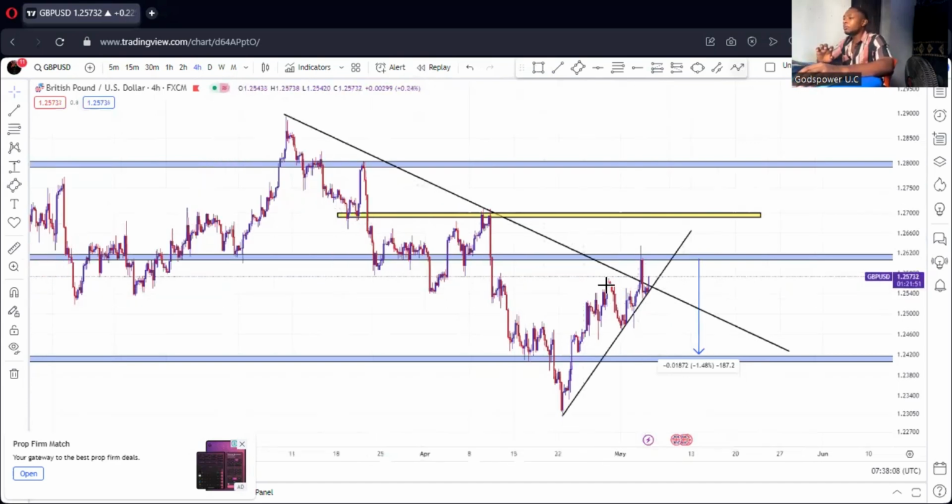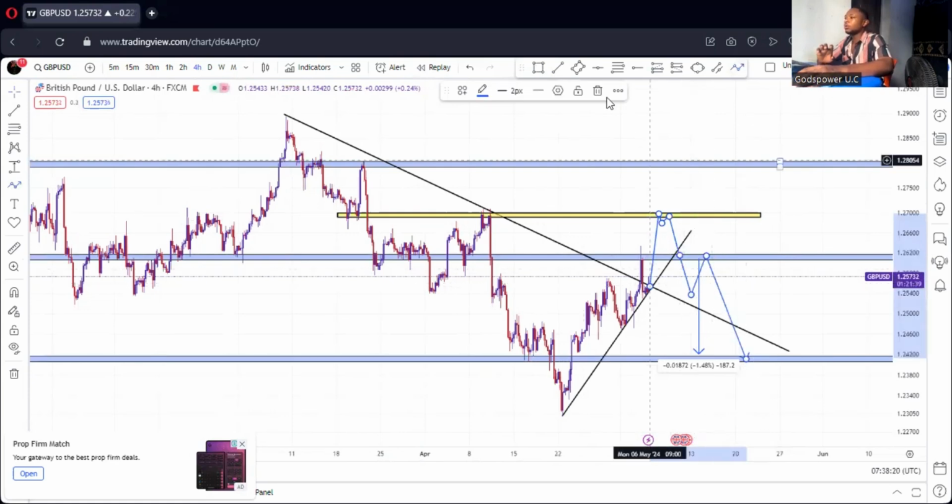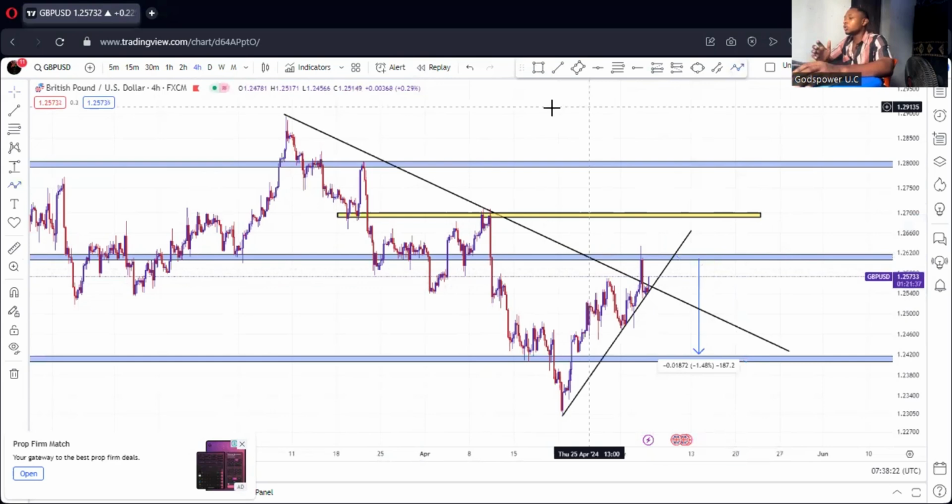The market might come above here, react here, then start dropping. I will sell from here to this zone, then I'll wait for it to break this zone, then retest, then I'll continue my shorting. So all I'm looking out for is shorting. Why am I looking out for shorting?